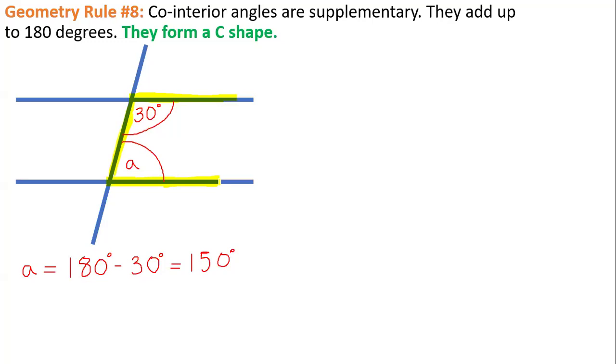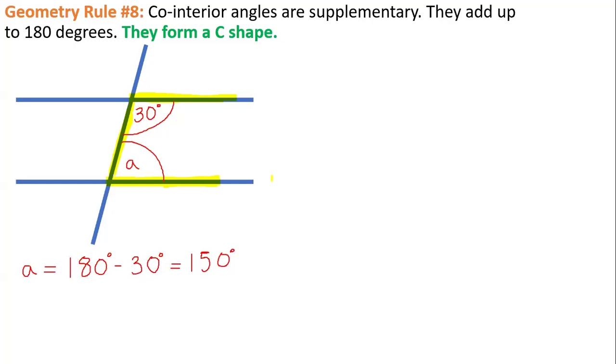Okay. So where's Aiden Dean? What sort of shape does a co-interior angle form? C shape. C shape, very good. And where's Christina? Christina? Can you hear me? Christina, can you hear me? I can't hear.